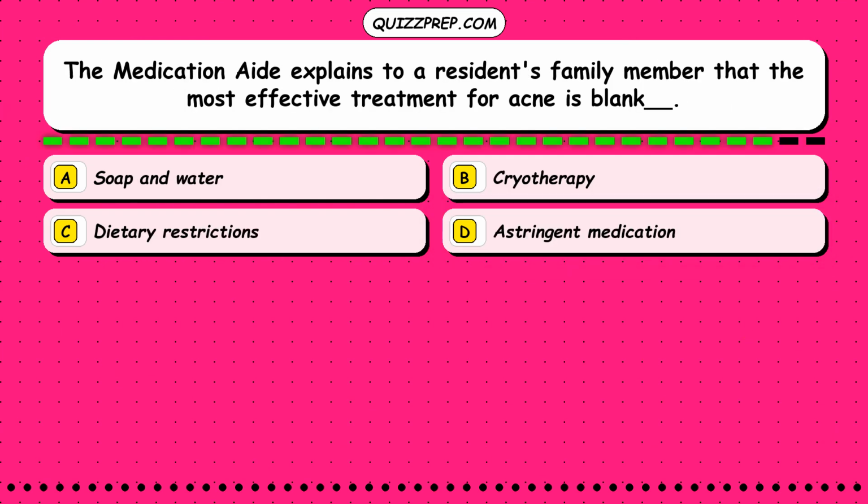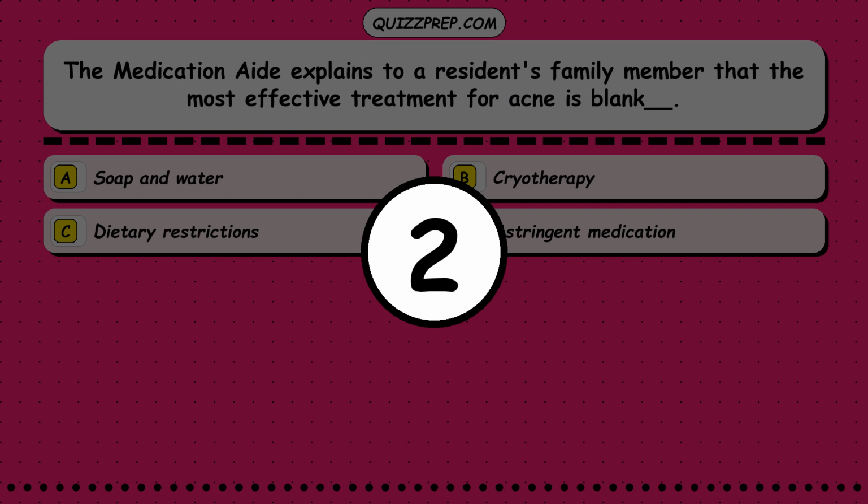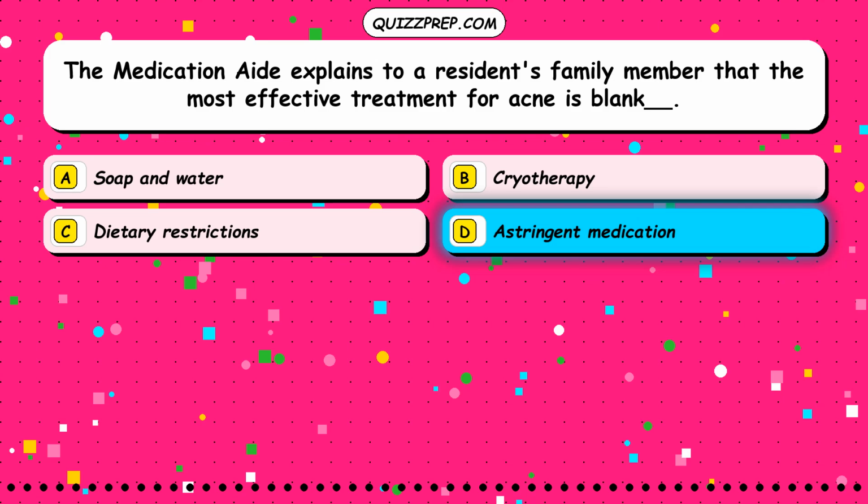Question 268. The medication aide explains to a resident's family member that the most effective treatment for acne is blank. Option A, soap and water. Option B, cryotherapy. Option C, dietary restrictions. Option D, astringent medication. The correct answer is option D, astringent medication.